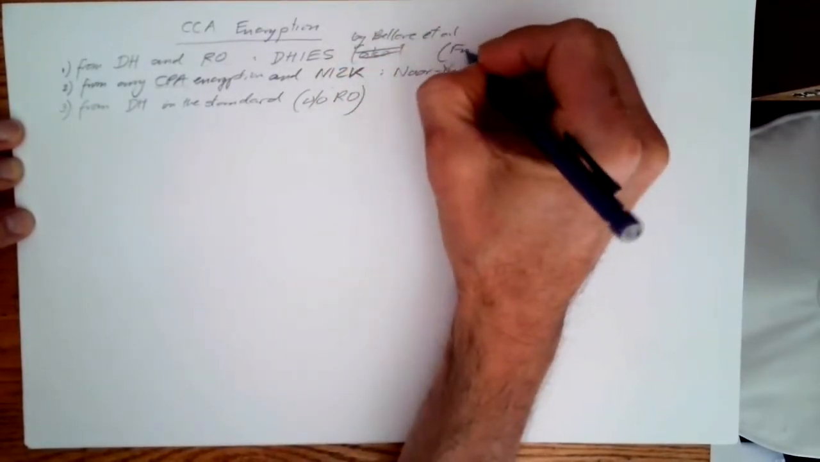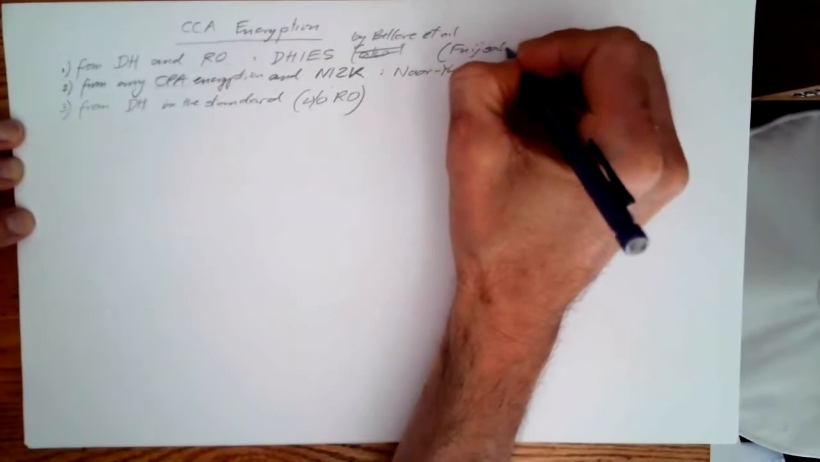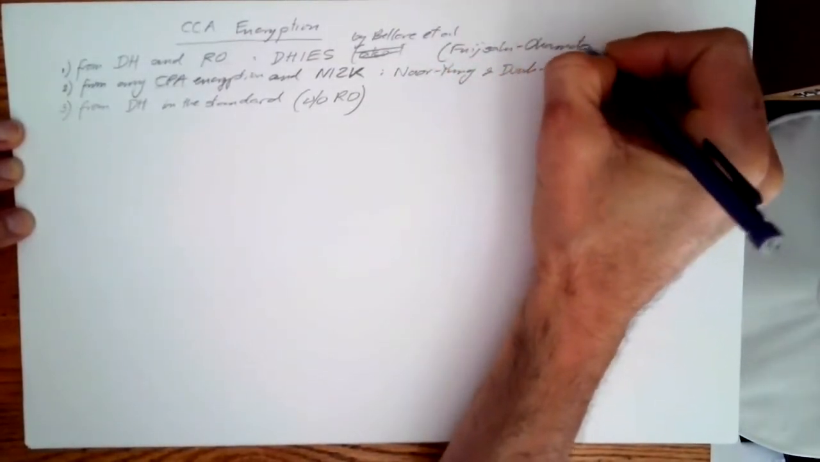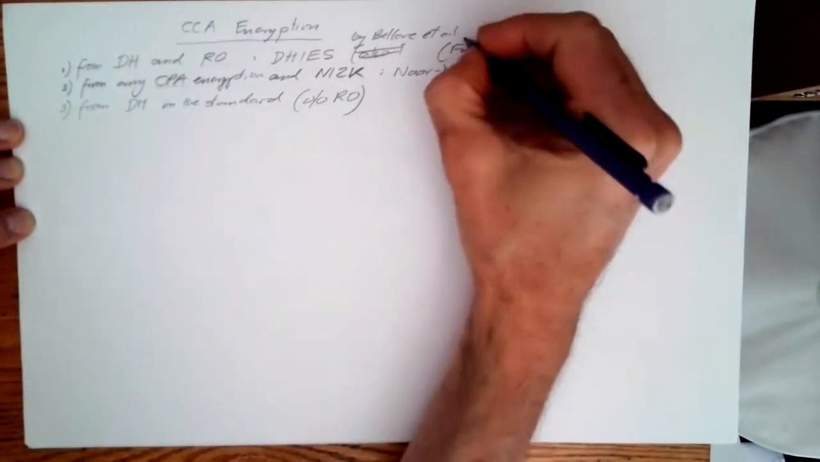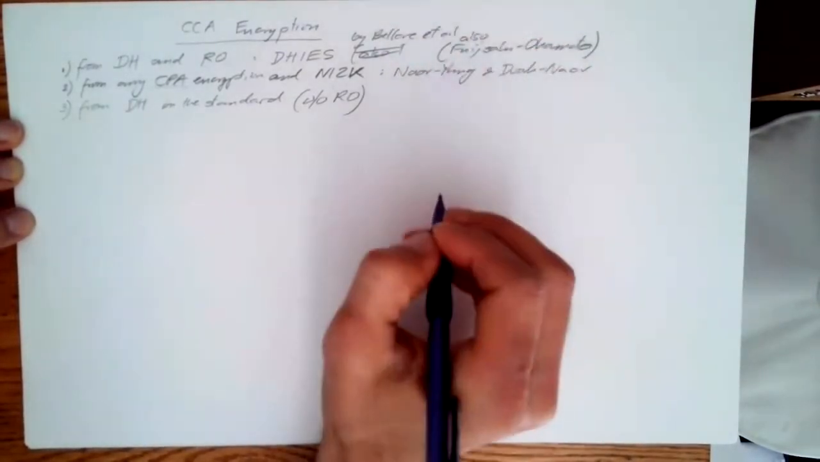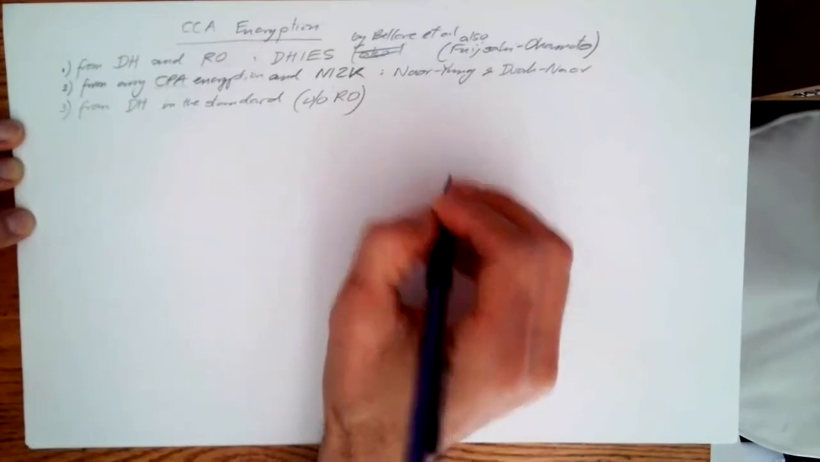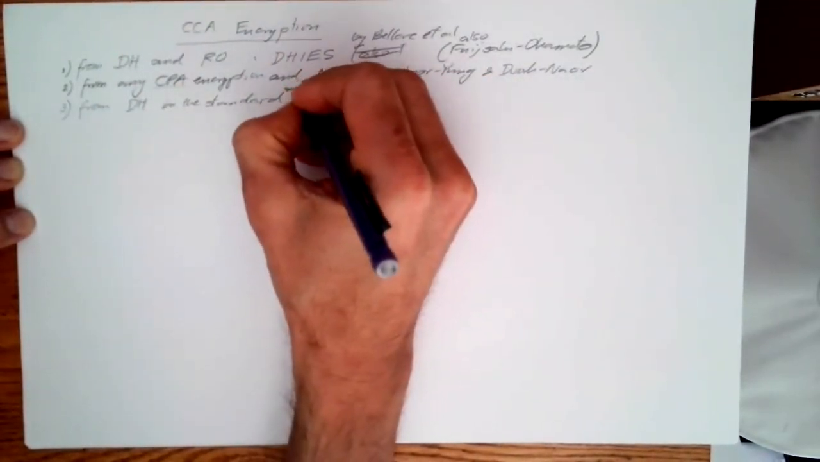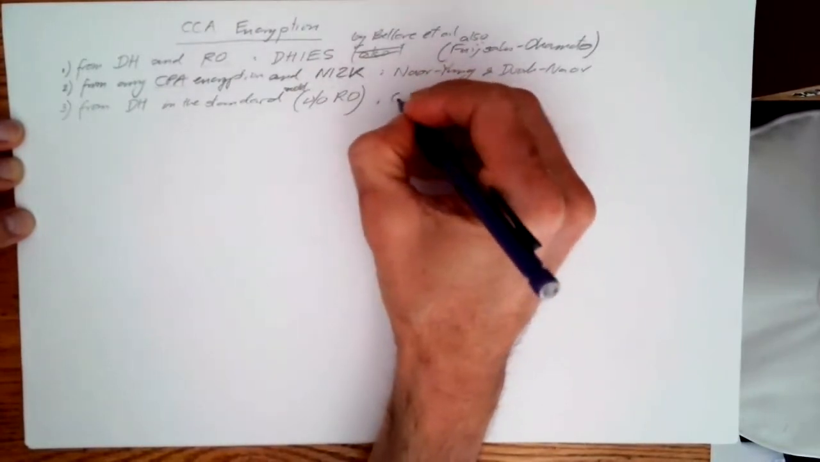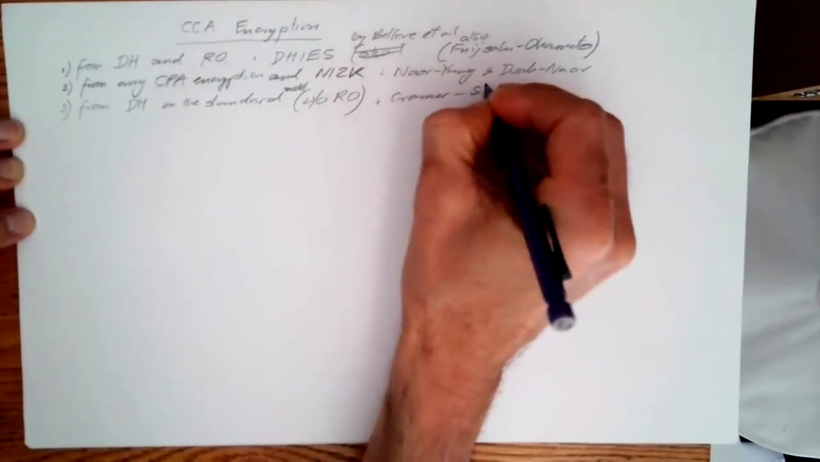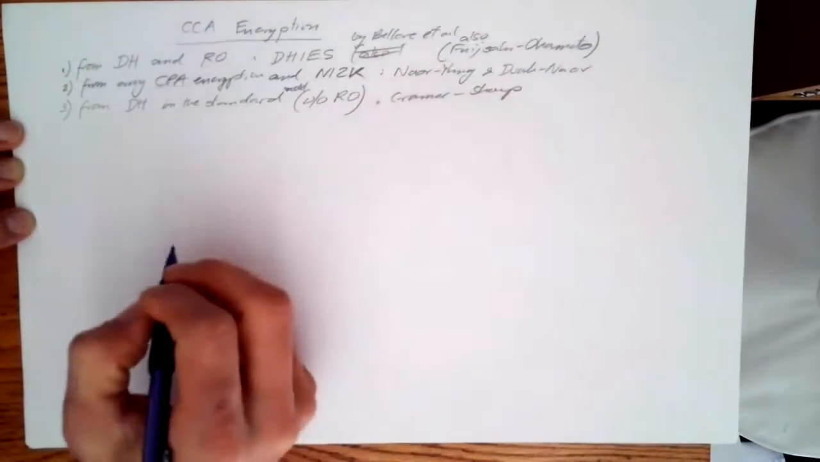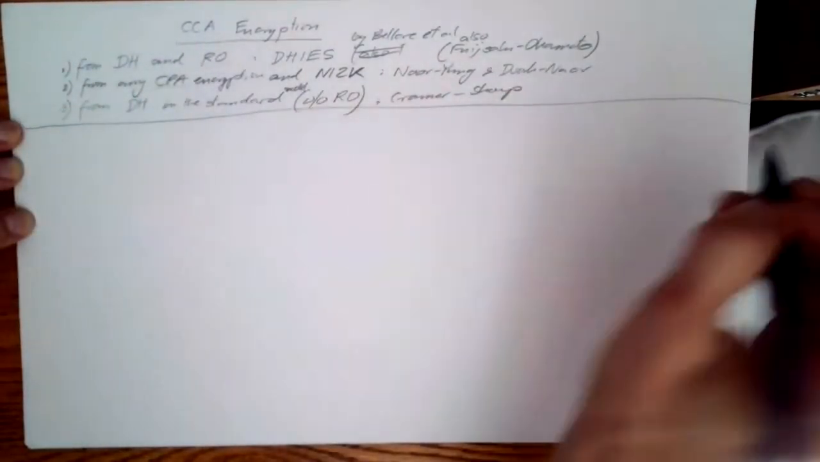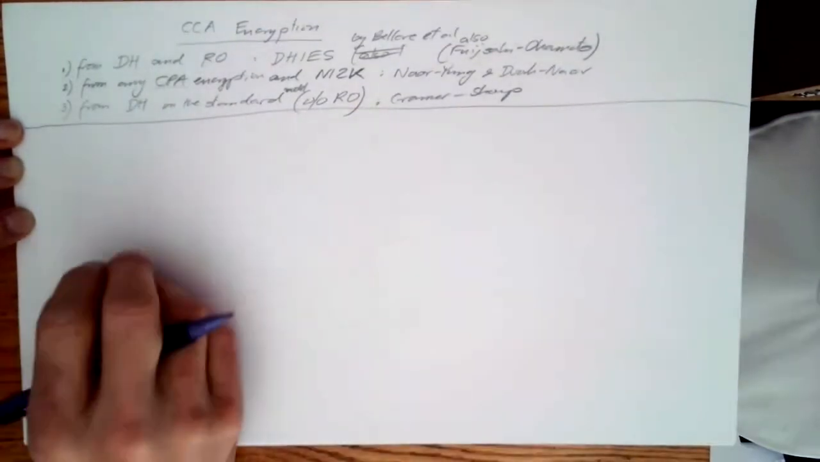There is also Fujisaki Okamoto. So maybe we'll mention it briefly. Alternative construction, and in the standard model, this is Cramer-Shoup. Okay. So let's take these things one by one.